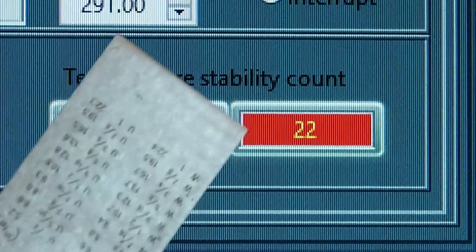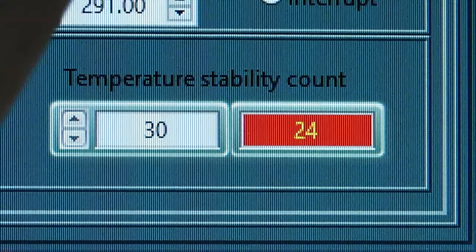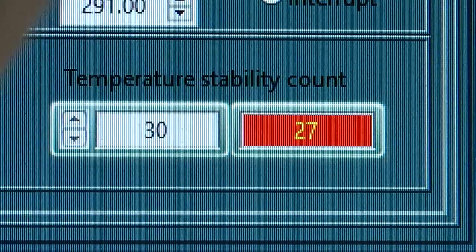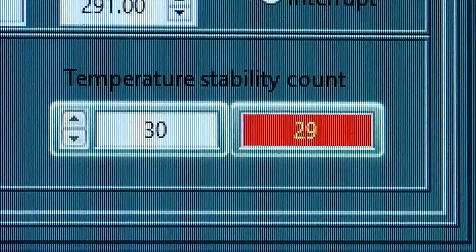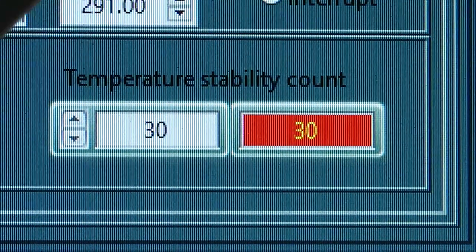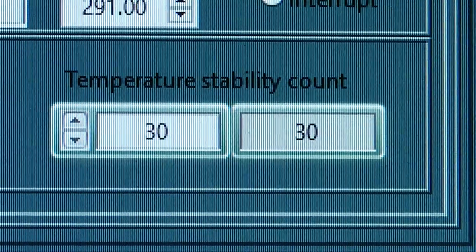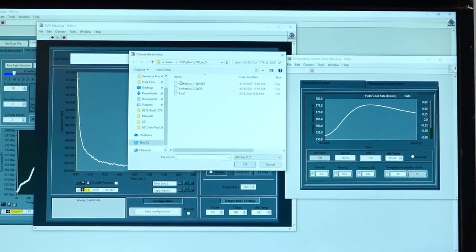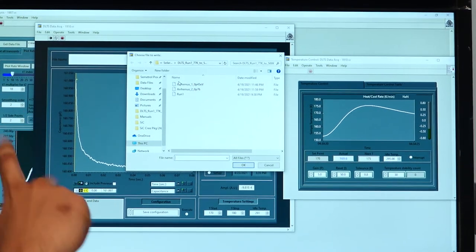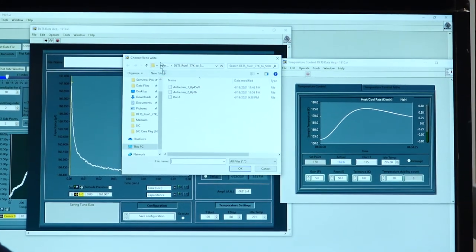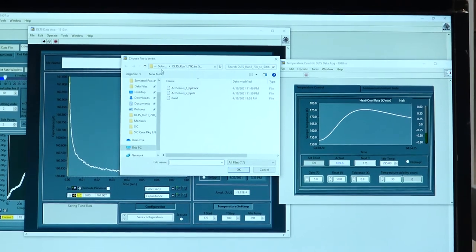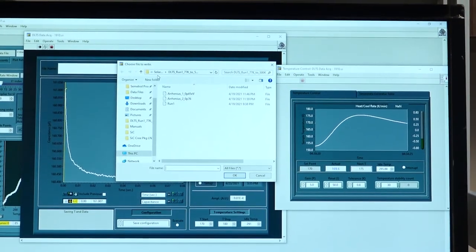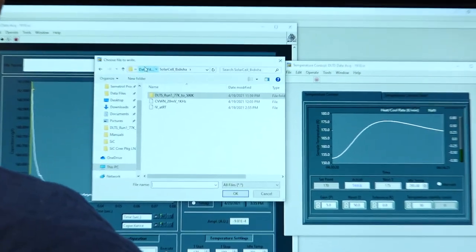So we can note that the temperature has been put into this tolerance window and the stability count is increasing. It will increase up to 30 and then a measurement will be taken. So it has increased to 30 and we see that there is a measurement going on. Once the data is taken, the system asks us to type in a file name wherein it will save the subsequent transients for each and every subsequent temperature. So we have to type in a name here.